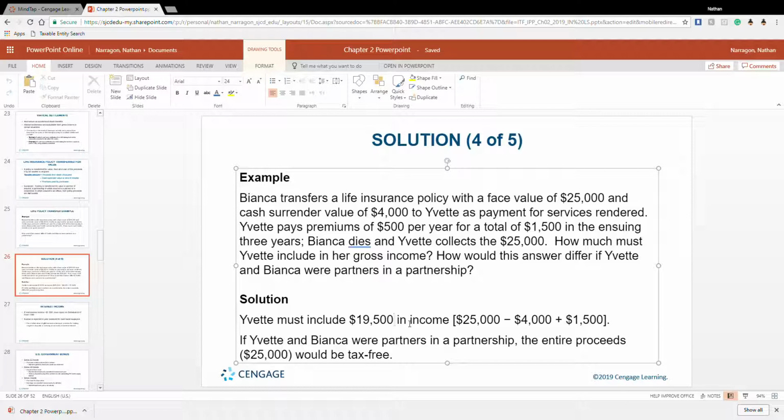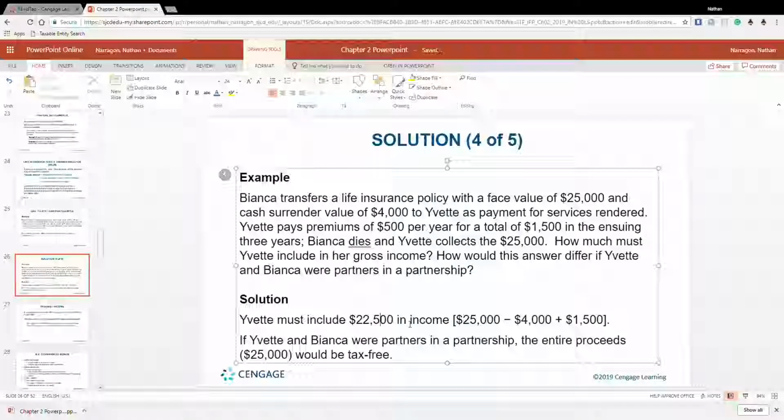Should be a little bit different. So they actually must include, delete, so 25,000 minus 4, that's 21,000, plus 1,500, that's 22,500 in income. Now, they got 19,500 basically by taking the 1,500 and subtracting it from 25,000. This happens, errors do happen.